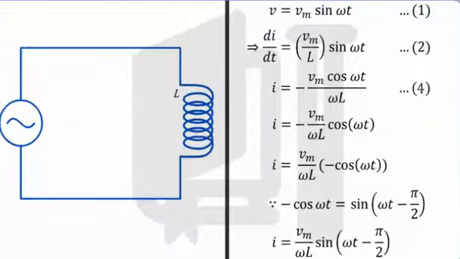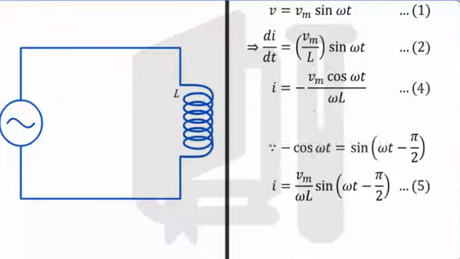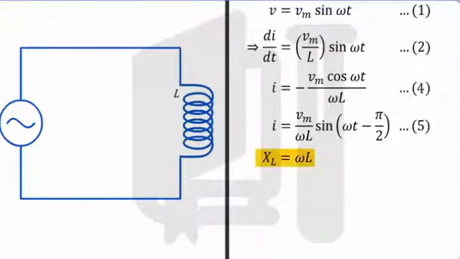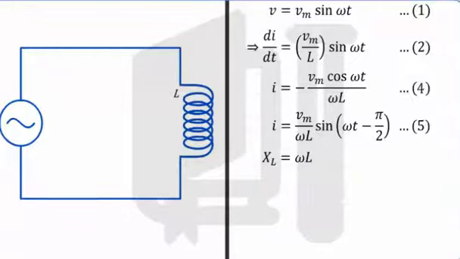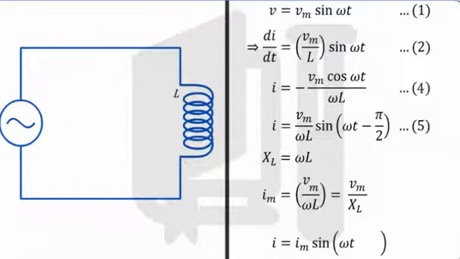Now we substitute omega multiplied by L with XL, which is known as the inductive reactance of the circuit. We get the amplitude of the current Im equal to Vm by omega L or Vm by XL, since we know it to be the maximum current value attainable. Hence, equation 5 now becomes I equal to Im sin omega t minus pi by 2. Let this be equation 6.